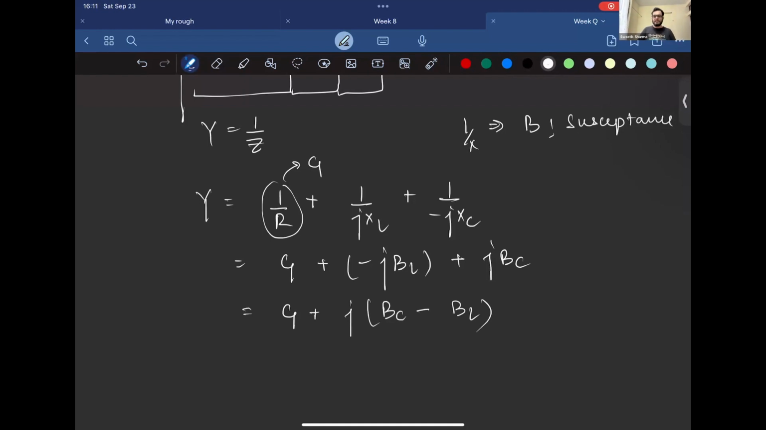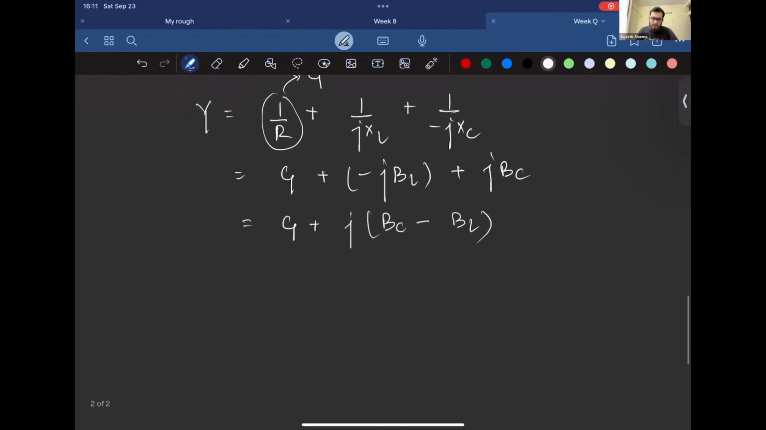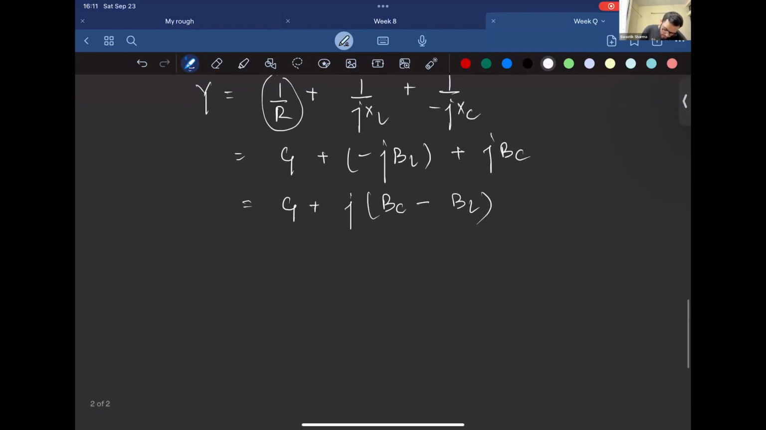Now, as I've told you, how do we find at what frequency a circuit resonates? It is simply by equating the imaginary part to zero, so that the complex term of the admittance or the impedance is nothing but a real term only, right? So if we equate this to zero, susceptance of capacitance will be equal to that of inductance.